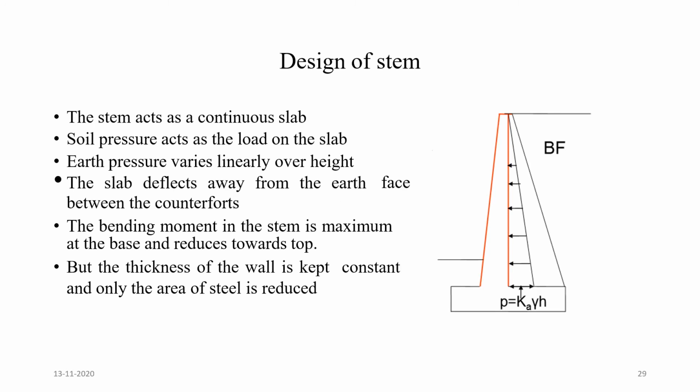Next one, design of stem of counterfort retaining wall. The stem acts as a continuous slab. Soil pressure acts as load on the slab. If the pressure varies linearly over height, the slab deflects away from the earth face between the counterforts. The bending moment in the stem is maximum at the base and reduces towards the top, but the thickness of the wall is kept constant and only the area of steel is reduced.